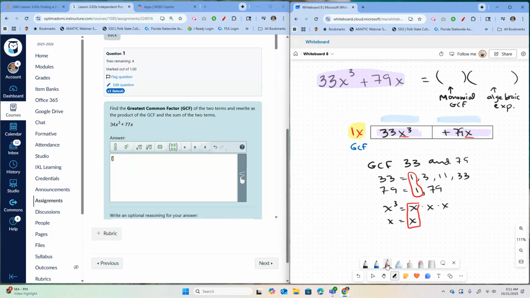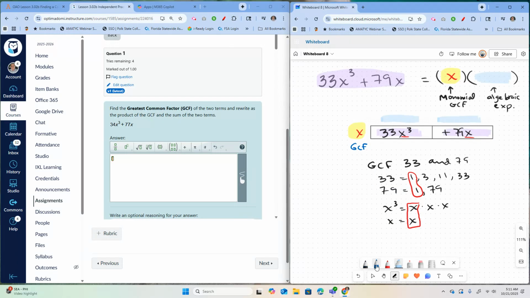Now, when one is multiplying a letter, we do not write 1. So let me take this out. We just say x. What is on the side of the box, my GCF, that's what goes in the first parenthesis. So I'm going to put in there x. Now I'm going to find what goes in the second parentheses. What goes there is what is on the top of the box.